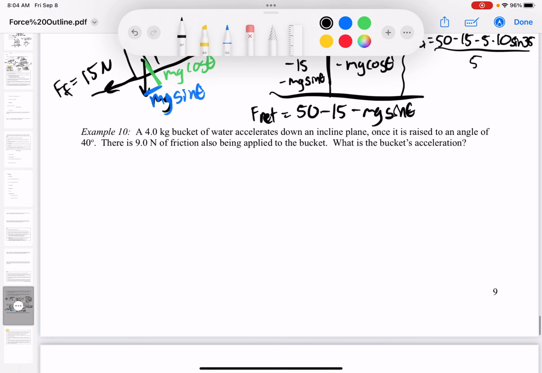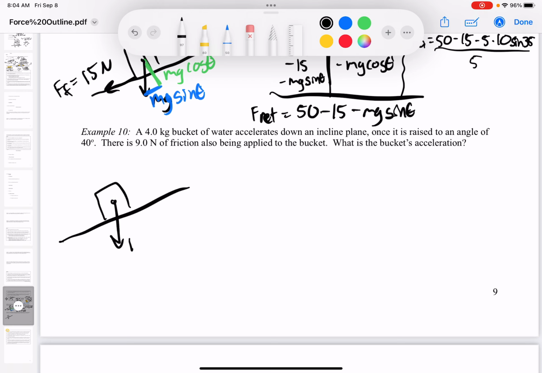So it says, a 4 kg bucket of water accelerates down an inclined plane once it is raised to an angle of 40 degrees. There is 9 newtons of friction also being applied to the bucket. What is the bucket's acceleration? Okay. So once again, our first step is to just draw a free body diagram.